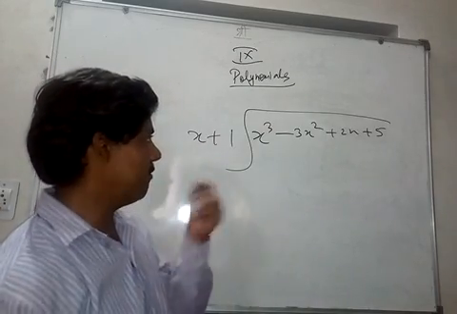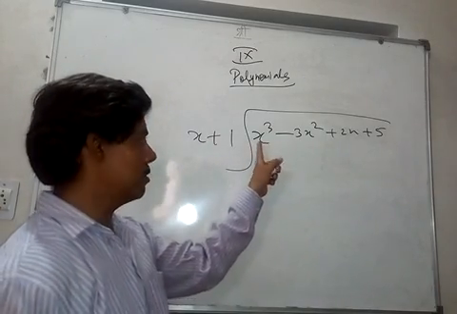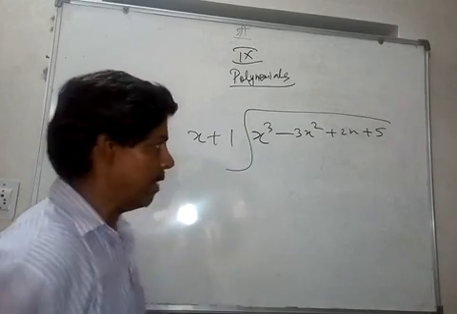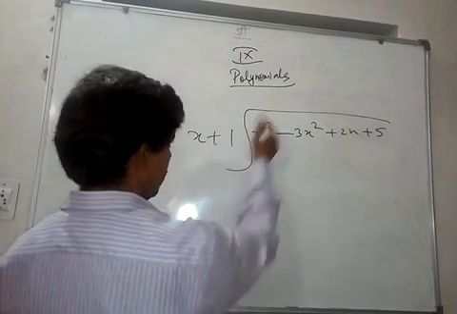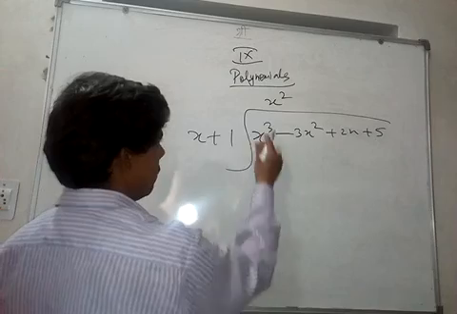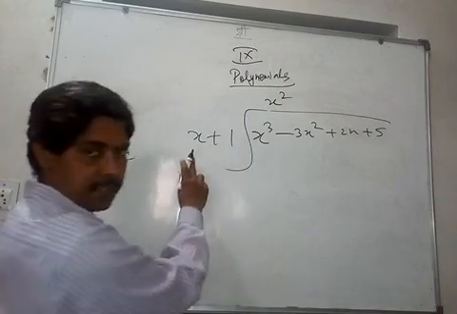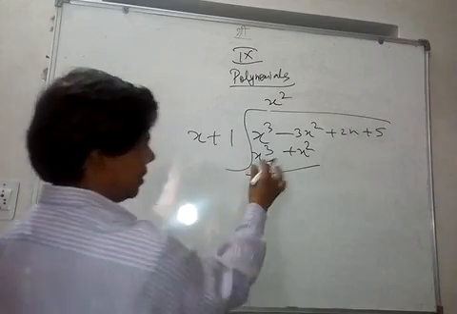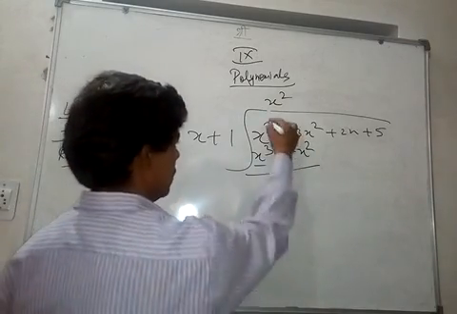So how to do the division? First look at the first term only, x cube. How will you get x cube from x? You multiply by x square. So x square will be multiplied by both, x cube and plus x square. Okay. Now change the sign. Subtract. Minus minus, this is gone.